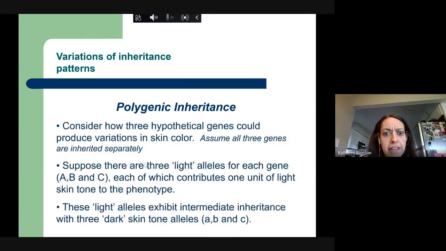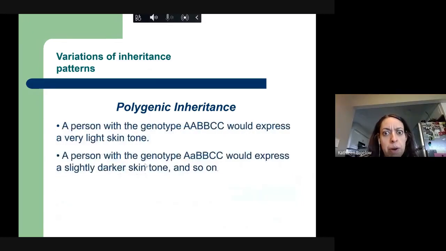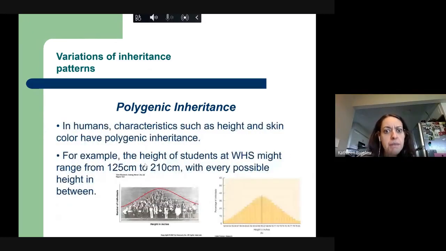And then the last weird thing for us to talk about is something called polygenic inheritance, meaning poly, many genes. So one trait that is determined by multiple genes. Height, skin color, eye color are all considered to be polygenic because they are determined by more than one allele.